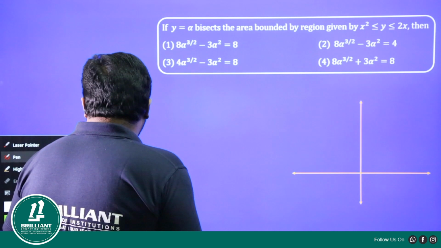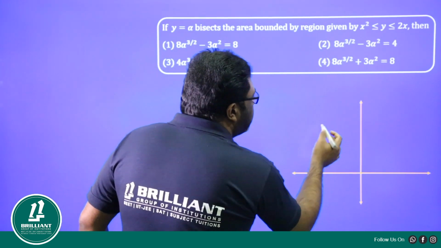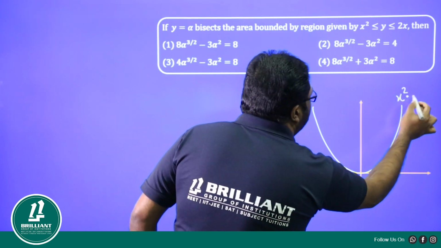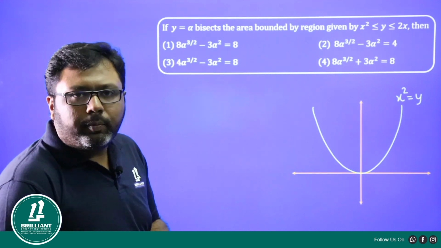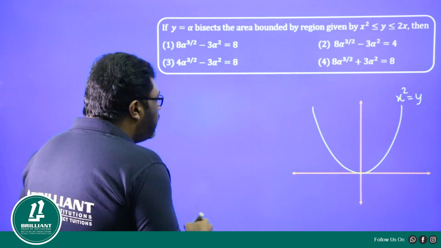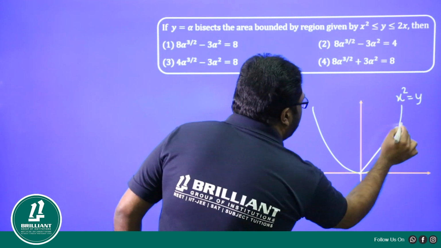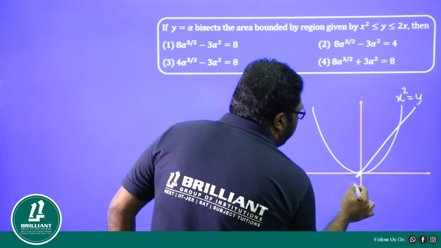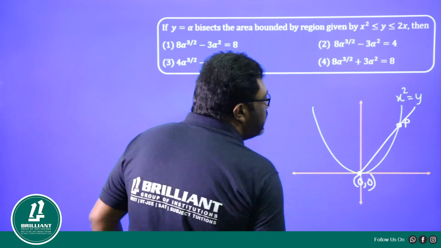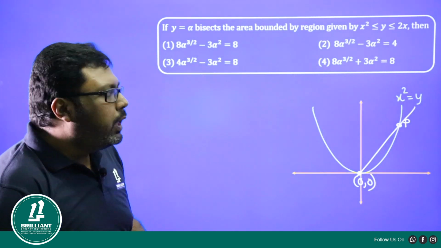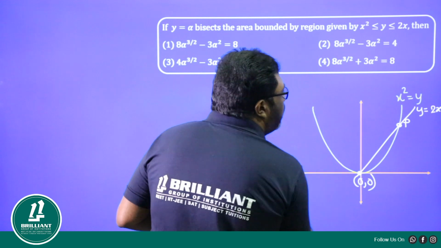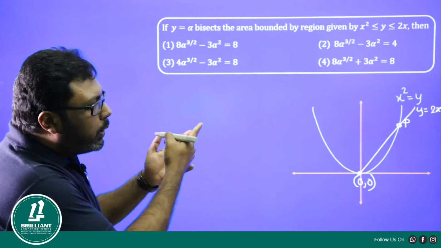So when I draw it on this graph over here, x squared less than or equal to y is definitely a parabola. X squared equals y is a parabola. And the next line is y is equal to 2x. So if I draw that line, it is going to be passing over here like this. Y is equal to 2x definitely passes through the origin, and we need to find this point where it is going to pass the parabola. Now let's try to equate. This is the line y is equal to 2x and the other one is the parabola x squared equals y. You try to equate them both.